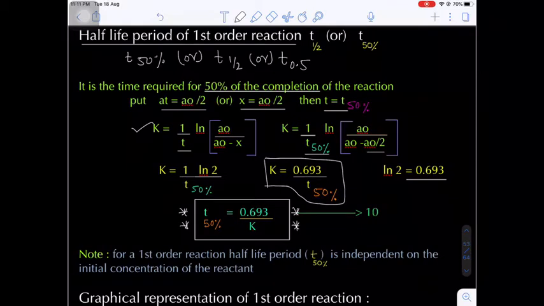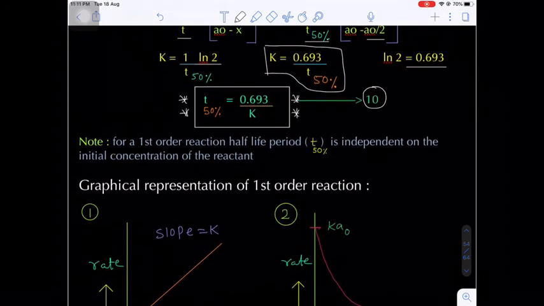Once again I am repeating the equation. What is the half-life expression for the first order kinetics? T50 is equal to 0.693 by k. Once again, T50 will be equal to 0.693 by k. This is the equation number 10. Are you getting my point?